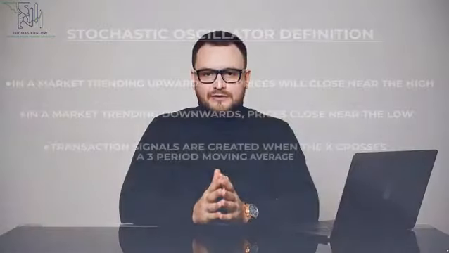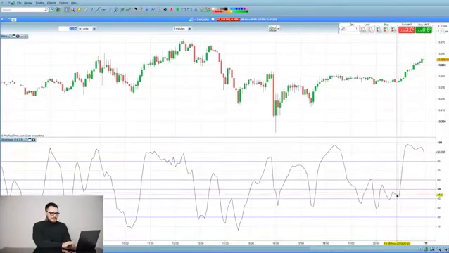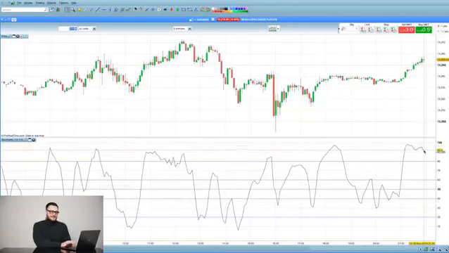Almost. The general theory serving as the foundation of this indicator is that in a market trending upwards, prices will close near the high, and in a market trending downwards, prices close near the low. Transaction signals are created when the K crosses through a 3-period moving average, which is called the D. The D we have removed and the K is still here. So right away you can see that we are going to be using the stochastic, just like with the MACD, not in the way that it was intended to be used. But for the time being, let's continue with this nerdy stuff.